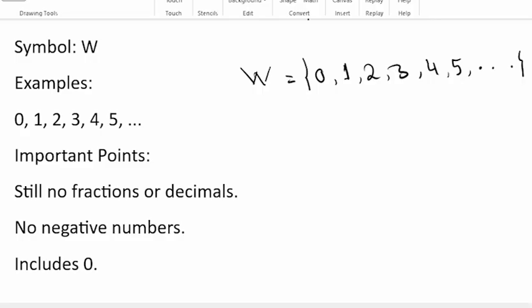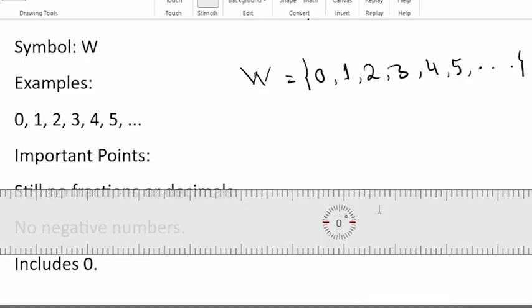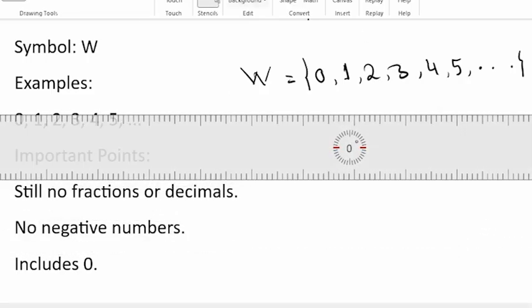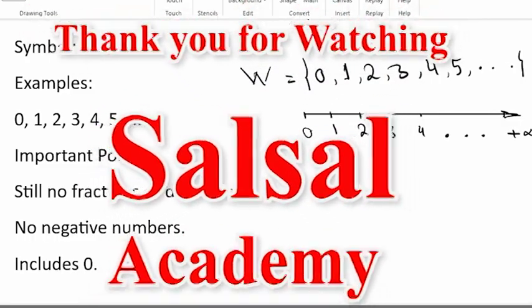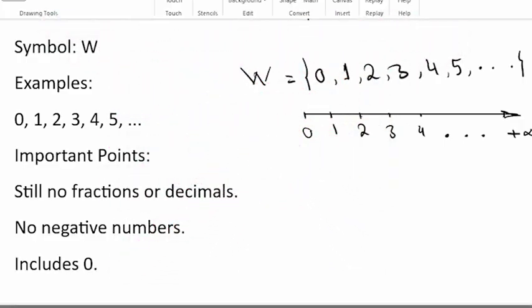You can also show it on the number line. For example, we can draw a number line starting from 0, and we separate it into equal segments: 0, 1, 2, 3, 4, and continue up to infinity. These types of numbers are called whole numbers.